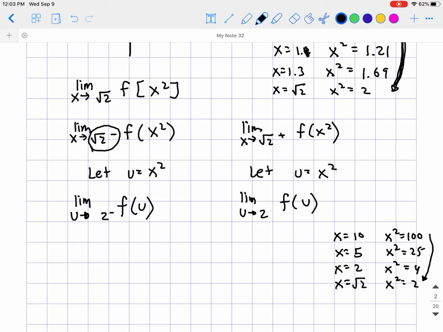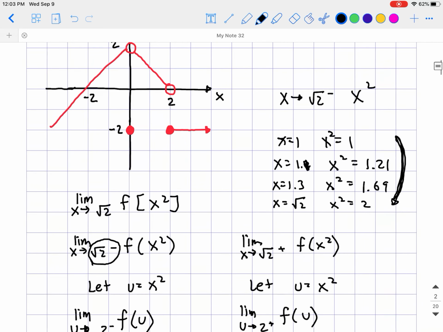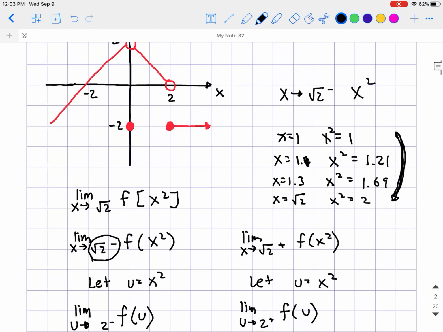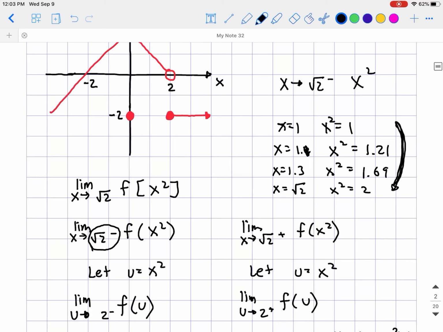But the difference now is that you're coming from a big number to a small number. So what that means is graphically, you're coming from the right-hand side to the left-hand side. So that means that this is looking at the limit as u approaches 2 from the left of f of u. Finally, we're going to go to the graph and see what happens in each case.